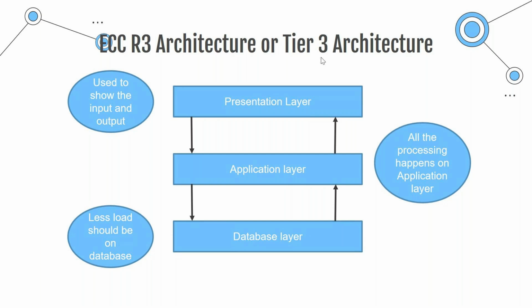Okay. And in ECC system, we should make sure that we do not put more load on database. That means we should not try to extract a large amount of data, or write complicated logic while extracting the data, to avoid the load on database. Okay, we should not put load on database. Why, I'll tell you in the next slide. But this is how the ECC architecture works, tier 3 architecture.